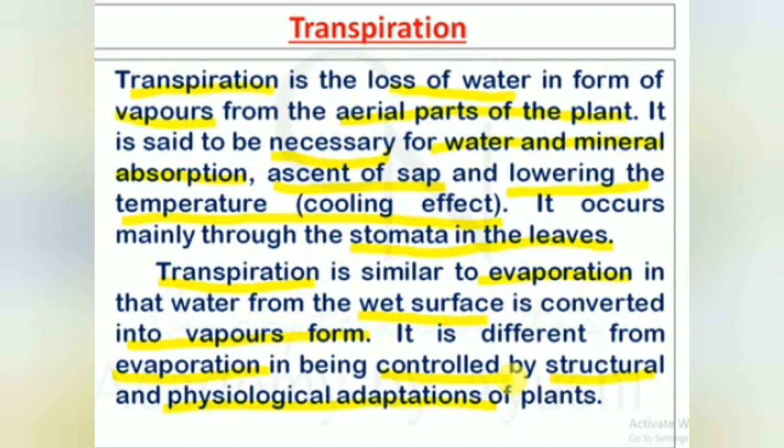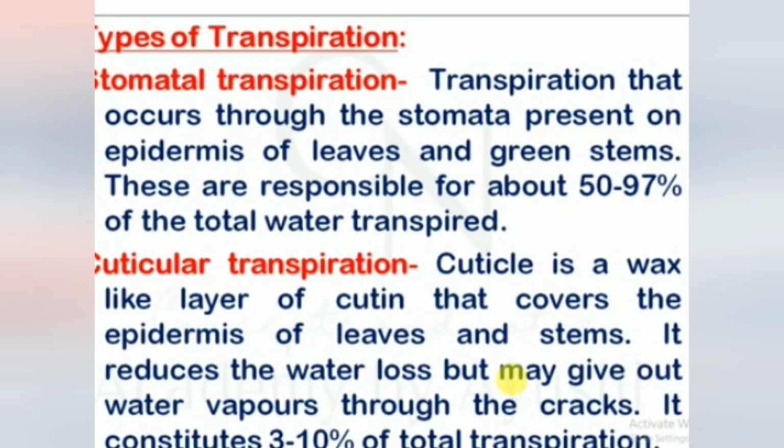Transpiration is similar to evaporation in that water forms the wet surface. There are two types of transpiration: stomatal transpiration and cuticular transpiration. Stomatal transpiration occurs through the stomata present on the epidermis of leaves and green stems. These are responsible for about 50 to 97% of the total water transpired.